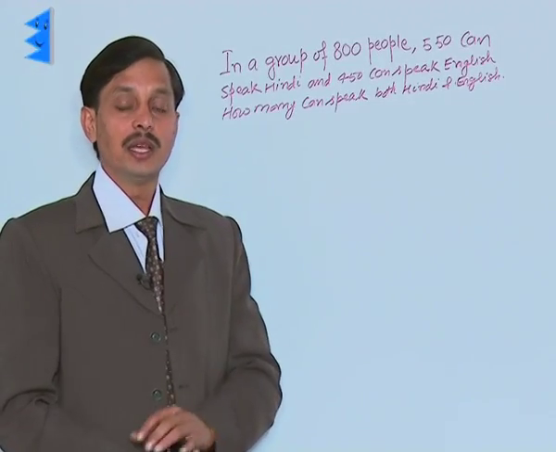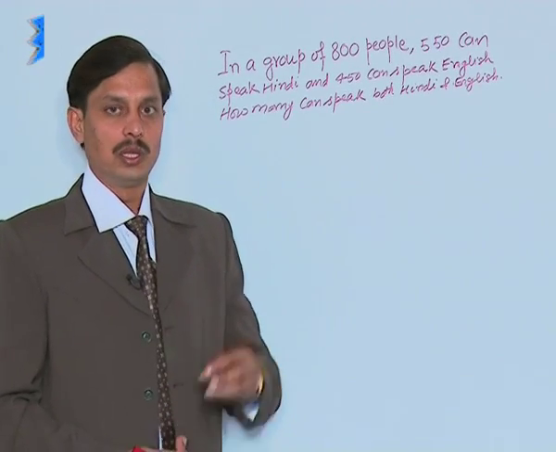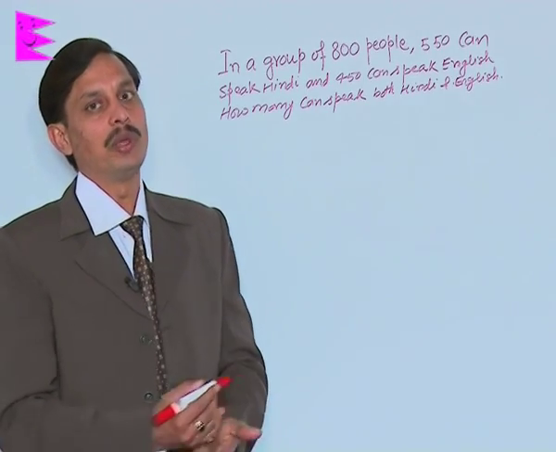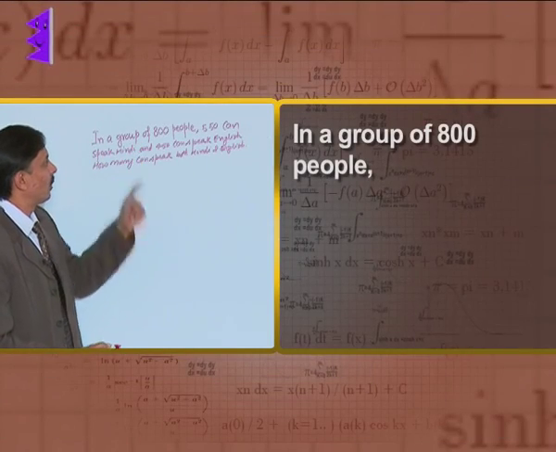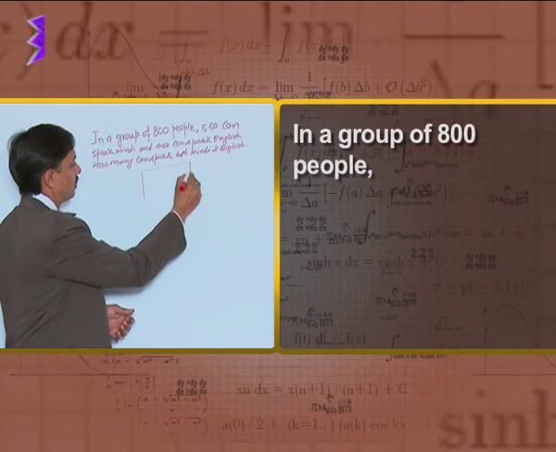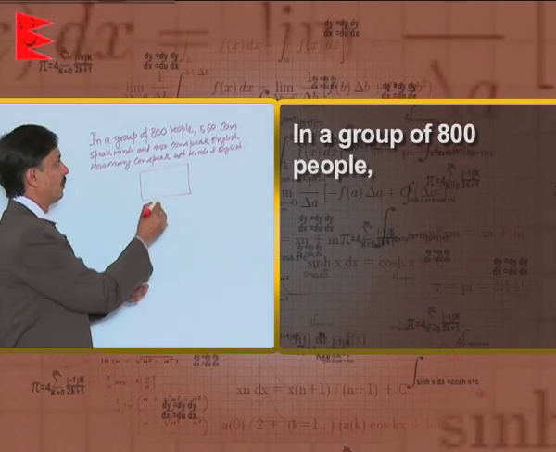Now finally, at the end of the chapter, I would like to tell you how we can apply the Venn diagram for solving word problems. Here, in a group of 800 people, the universal set is this, having a set of 800 people.